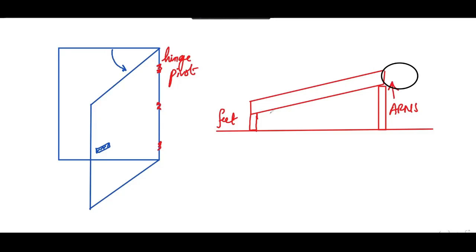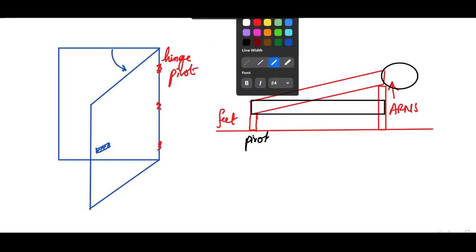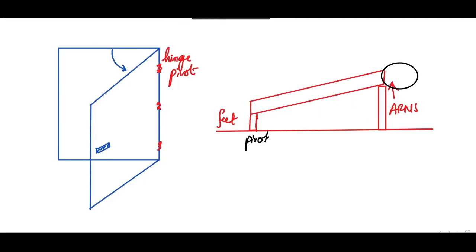The feet will be the pivot because they did not leave their position as the person tries to push himself upwards. What he has done is move from this position to this position, right? So we will consider the feet to be the pivot. Similarly, if I look at the door of my fridge, then the hinges will be the pivot.